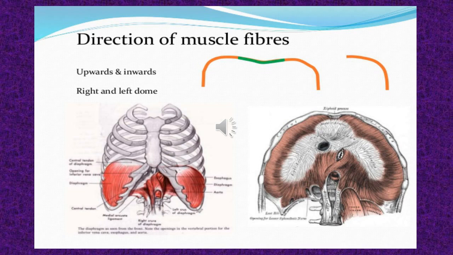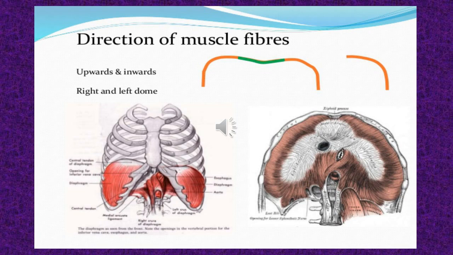From the circumferential origin, the muscle fibers arch upward and then inward and form the right and left domes. The right dome is higher than the left dome. In full expiration, it reaches the level of the fourth intercostal space. The left dome reaches the fifth rib. The central tendon lies at the level of the lower end of the sternum at the sixth costal cartilage.